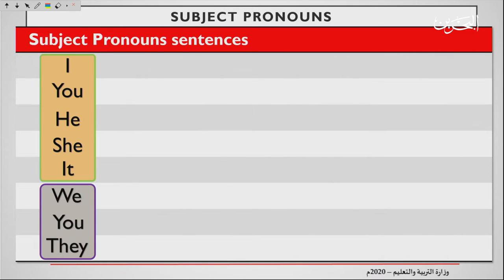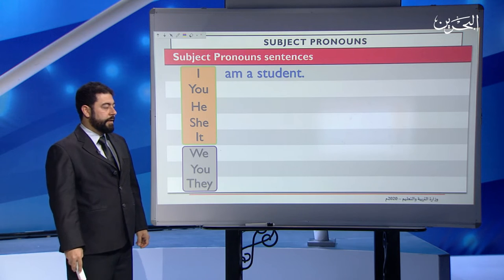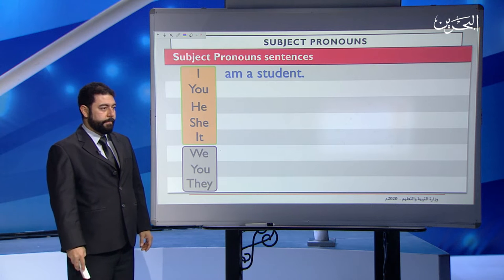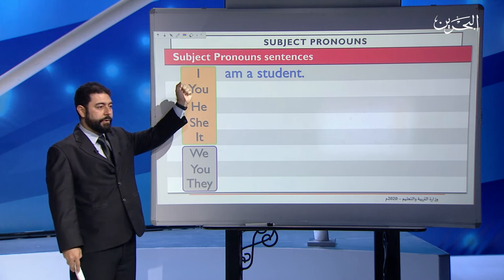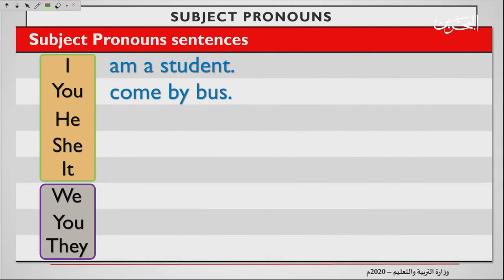Subject pronoun sentences. So, how to make up sentences? Well, it's easy. For example, I, you can say, I am a student. You have to have the proper subject pronoun at the beginning of a sentence to make it a full sentence. Also, you, you can say, you come by bus. He plays tennis. And as you see, we have an S. Please remember that, because with all the he, she, it, they have a special treatment. They have the S's. So pay attention to that. She is my sister. S, S.